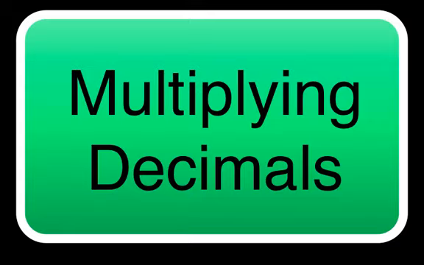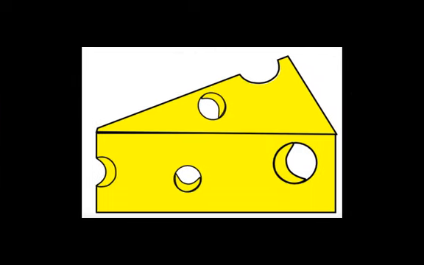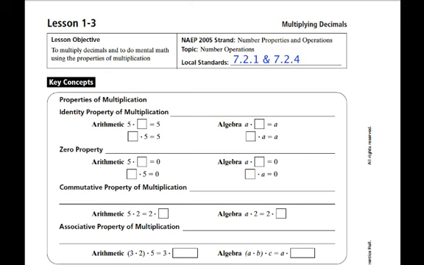Multiplying decimals. Today's joke is, what do you call cheese that's not your own? Nacho cheese.